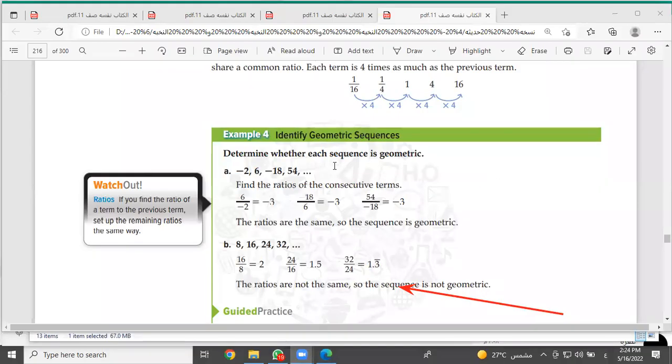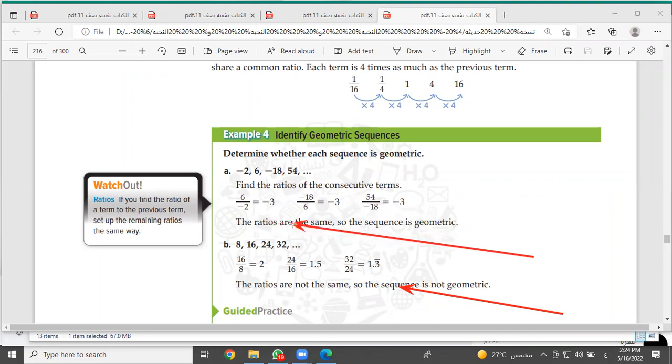Determine whether each sequence is geometric with respect to number A. We have to divide 6 divided by negative 2, which equals negative 3. Also negative 18 divided by 6 equals negative 3. Also 54 divided by negative 18 equals negative 3. So the ratios are the same.